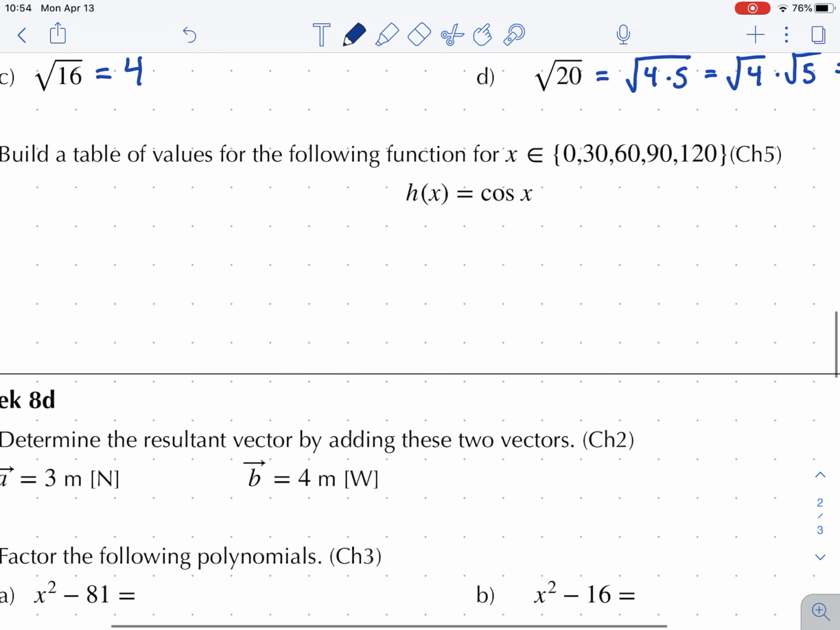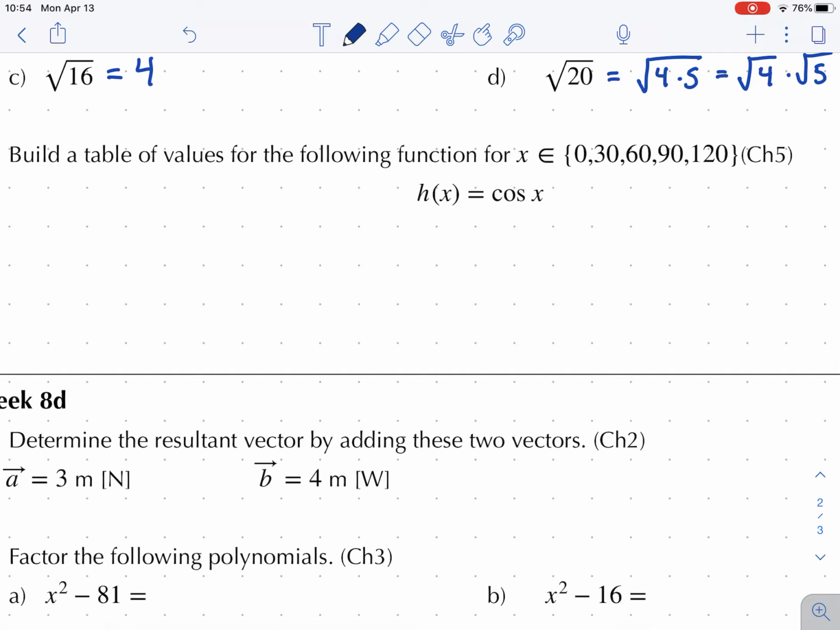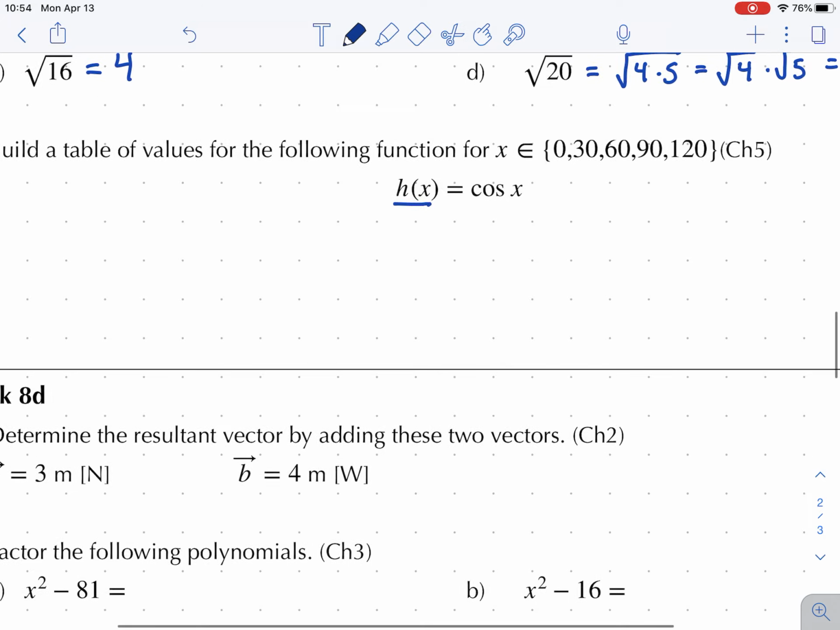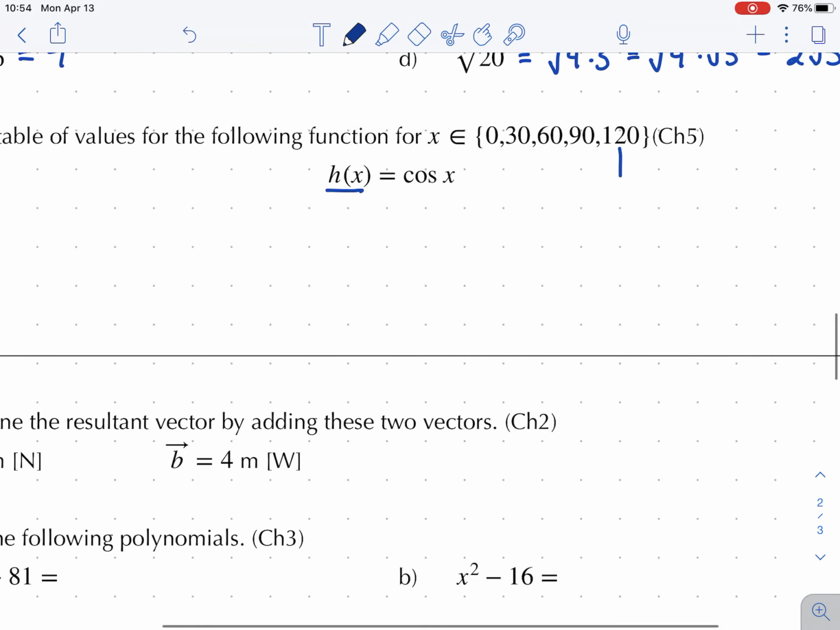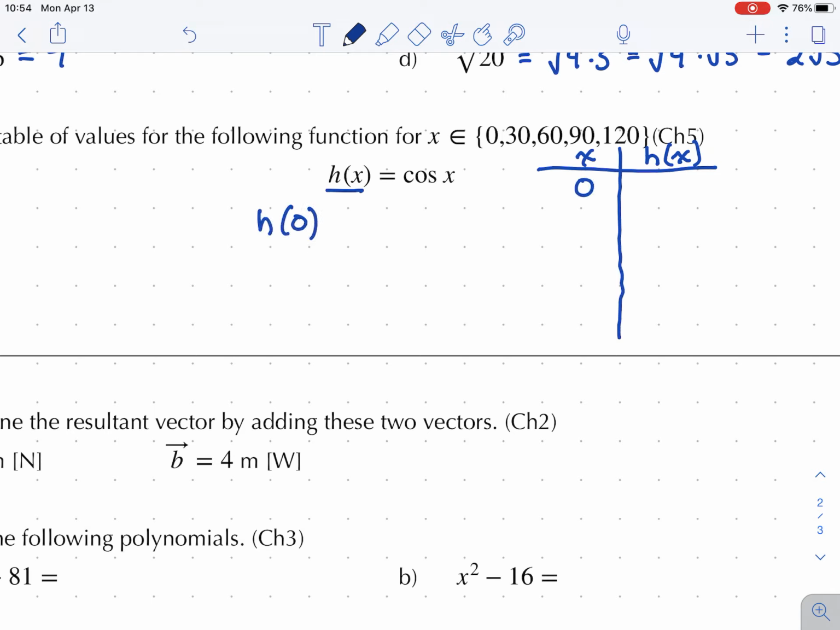Question number 3. Build a table of values for the following function for x is an element of this set of numbers, 0, 30, 60, 90, 120. Our function h of x is equal to cosine of x. So we're going to build our table of values, x, and our function evaluated at x, so 0. So our function evaluated at 0 is equal to the cosine of 0.